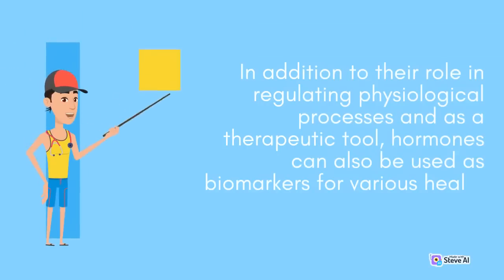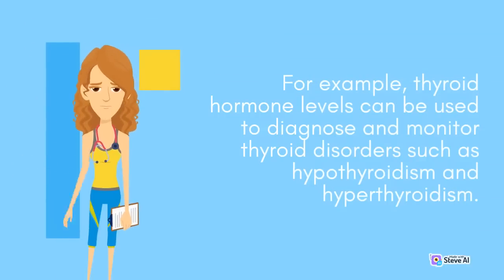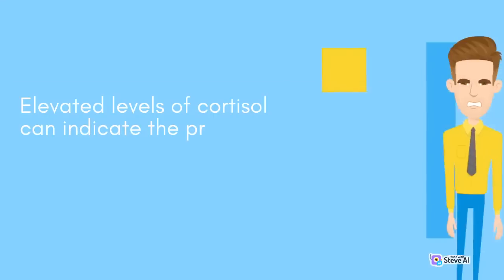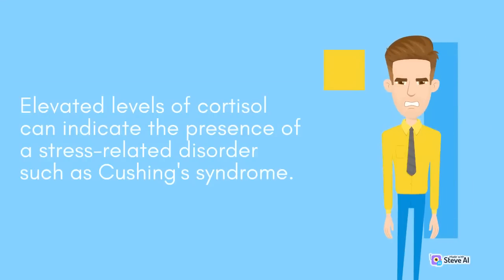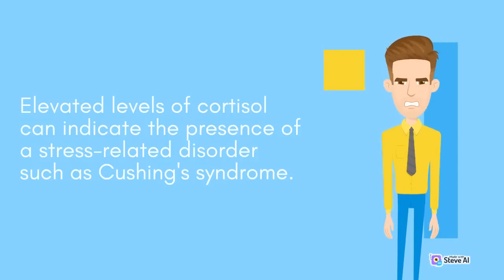In addition to their role in regulating physiological processes, and as a therapeutic tool, hormones can also be used as biomarkers for various health conditions. For example, thyroid hormone levels can be used to diagnose and monitor thyroid disorders such as hypothyroidism and hyperthyroidism. Elevated levels of cortisol can indicate the presence of a stress-related disorder such as Cushing's syndrome.